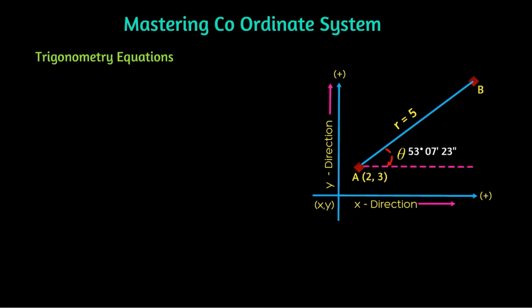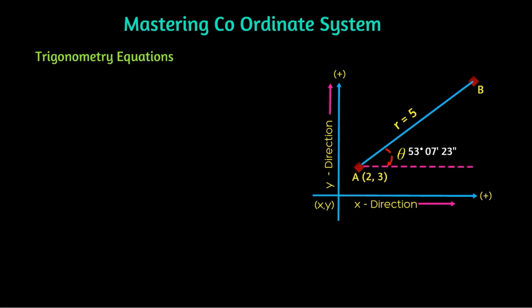There are some situations where surveyors get the angle and distance of new points from known points. In this situation, we shall know how to get the coordinates from the available information. Here in this graph, assume we have the distance as 5 between two coordinates, and the angle between the 2 points is 53 degrees 7 minutes 23 seconds. Now let us see how to get the coordinates.